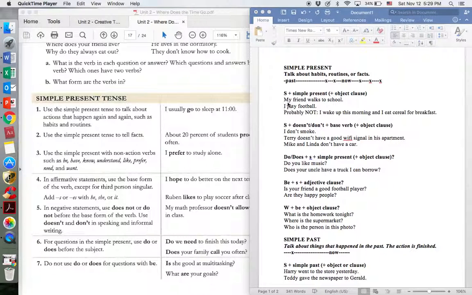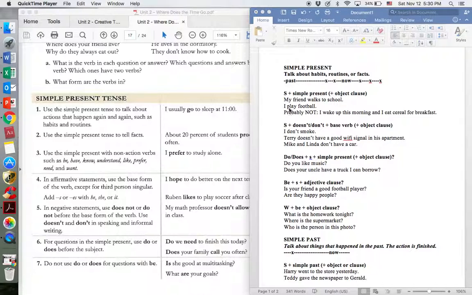And so we could say something like, my friend walks to school. Subject plus simple present tense verb, and then an object clause. My friend, there's our subject, walks. Remember that S on your simple present for third person singular. And then to school. Where does he walk? He walks to school. When does he walk there? He walks there frequently, probably every day, since this is a habit. My friend walks to school.